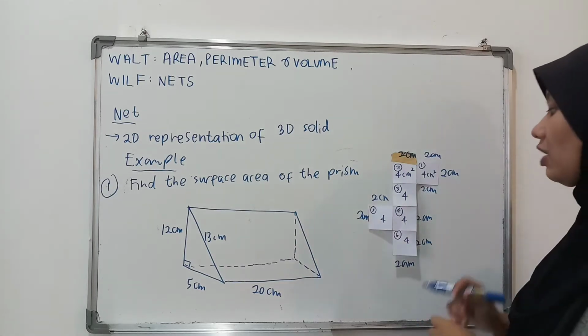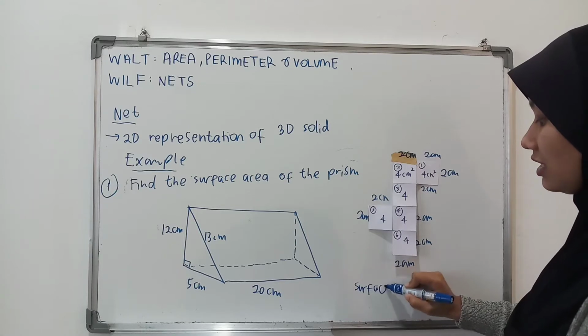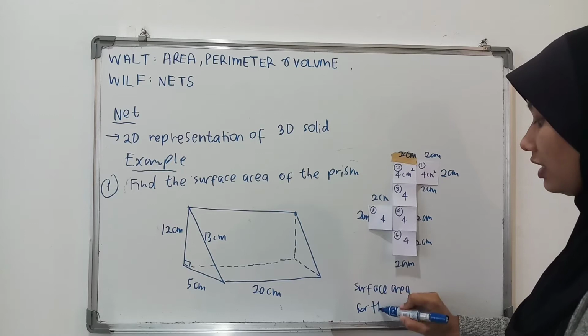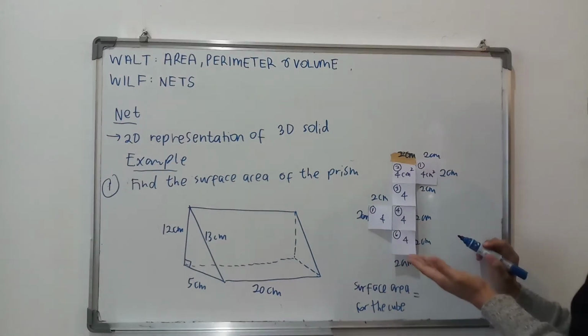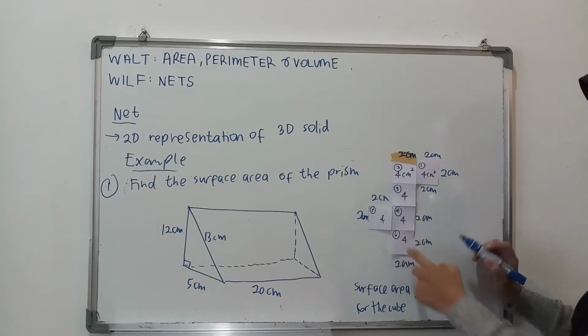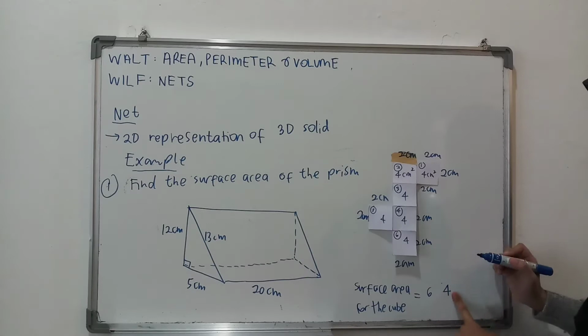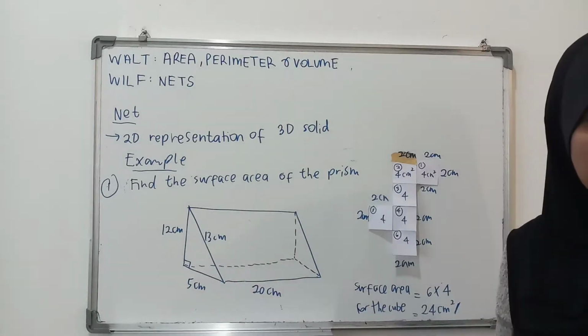Now to find the total surface area for the cube, that is just equal to how many 4s do we have? 1, 2, 3, 4, 5, 6. So 6 times 4. You can use times, you don't have to use brackets. That is just 24 cm² in total. That is your answer.